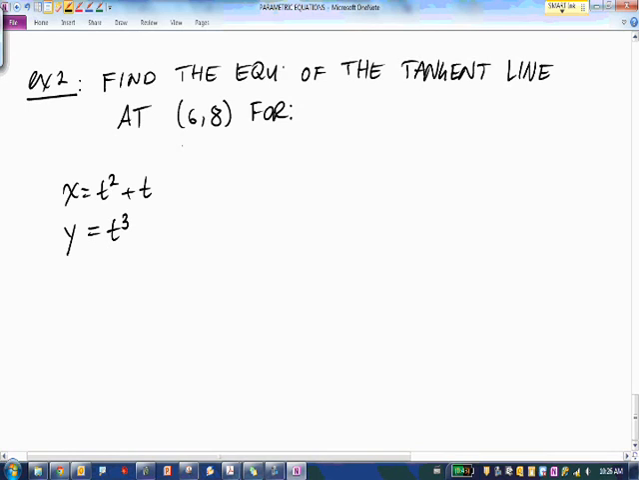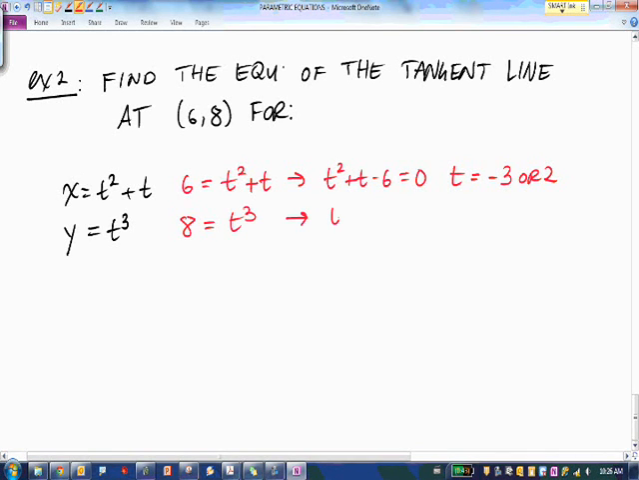So the first thing we should do is figure out what times these occur. So when x is equal to 6, what times does that occur? So 6 is equal to t squared plus t, which you can solve by moving the 6 over: t squared plus t minus 6 equals 0. And by factoring, you can show that t equals negative 3 or 2. And similarly here, y is equal to 8, so 8 equals t cubed, and you can get that t is equal to 2. So 2 is the one they have in common.